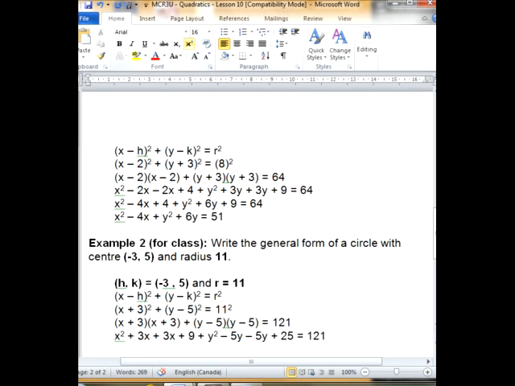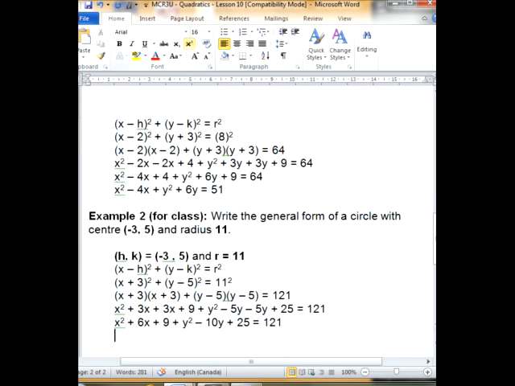Okay. And that turns to be x squared plus 6x plus 9 plus y squared minus 10y plus 25 is 121. That turns to be then x squared plus 6x plus y squared minus 10y equals 87. Is that right? That looks good to me. Okay, so that's just algebra. That's all this is.